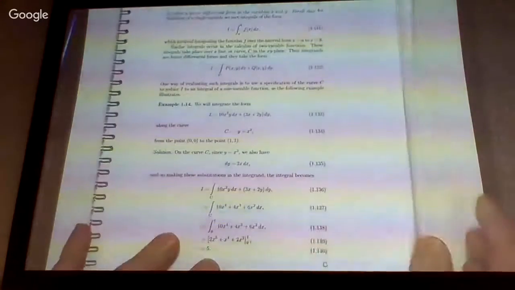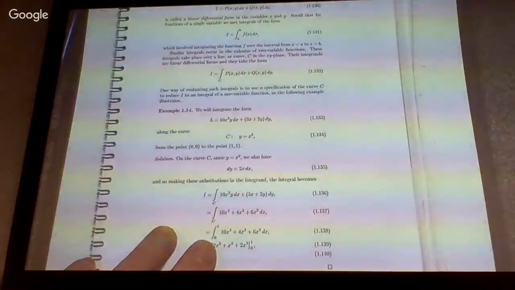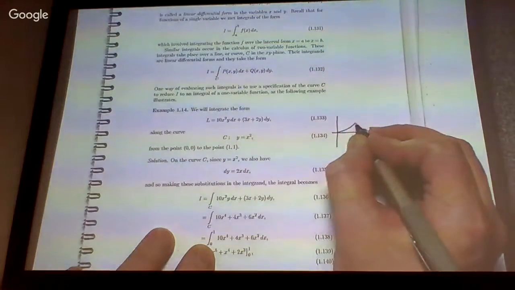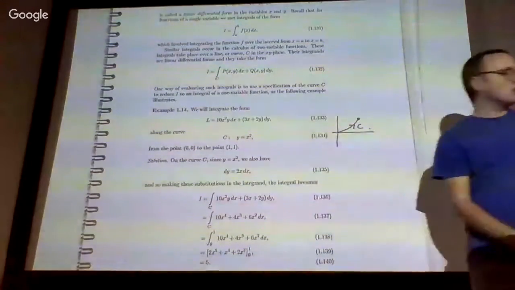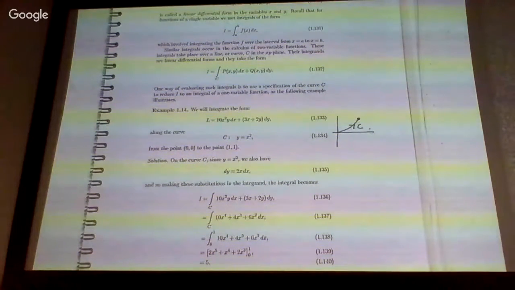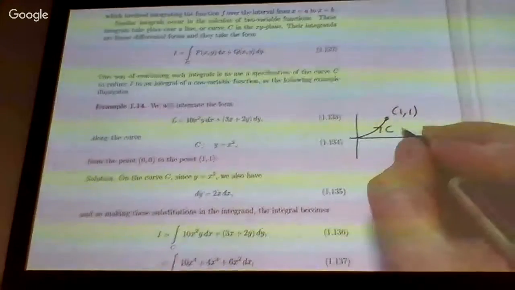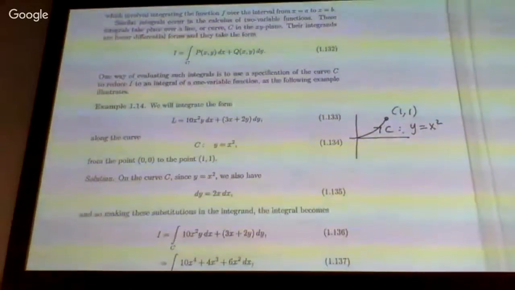So what was happening in this example was we were asked to integrate this linear differential form along a certain curve, along this curve C, from the origin to a point with coordinates 1, 1. This was our point 1, 1 in the plane. And we were to go along the curve, which was specified by this equation, y equals x squared.